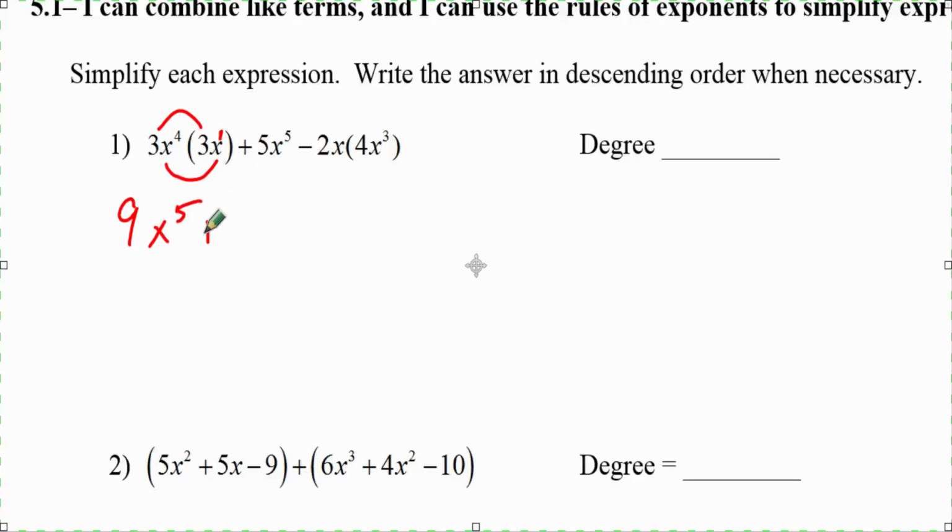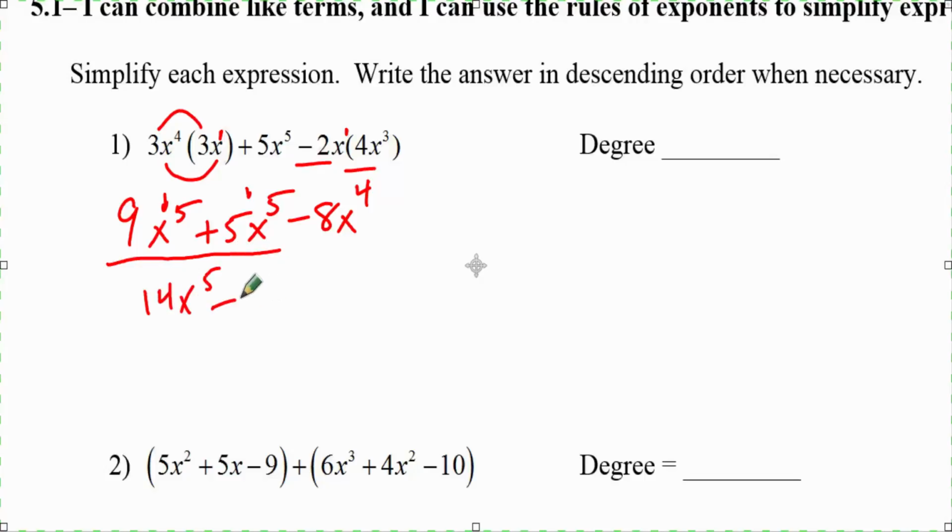In our next term, there's nothing really to do with it. We're just going to rewrite it back down here. And then negative 2 times this positive 4 makes negative 8x, to the 1 and 3 makes 4. So now, once we have done all our multiplication, we combine any like terms, these two x to the fifth terms here, and we get 14x to the fifth minus 8x to the fourth.